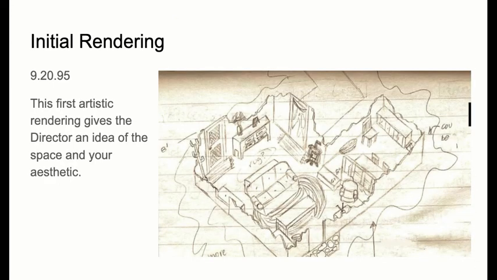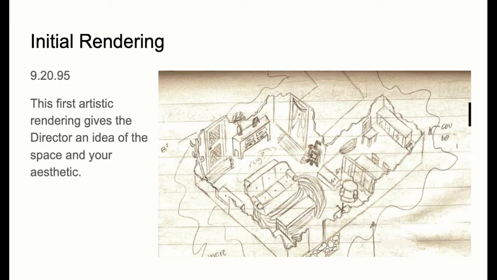And then here's an initial rendering, which gives an idea to the director about your aesthetic. So here, if the director were looking at this, they can see that there are walls and they're sort of cut away. It doesn't mean that they're decaying. It just means that we're sort of peeking into this landscape that is filled with furniture and a cozy rug and a screen door, etc.